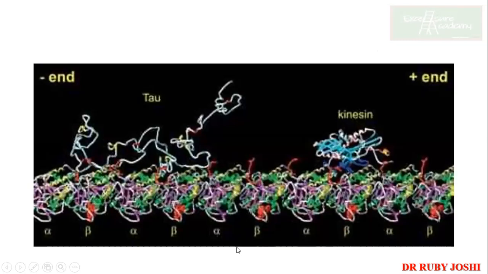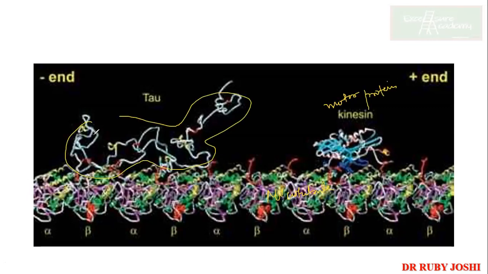Now this is how it is arranged. Can you see what is alpha beta? Alpha beta, alpha beta, alpha beta is your tubulin, right? Tubulin. So ये आपका microtubule हो गया. This is your microtubule. Now what is kinesin? Kinesin is your motor protein, correct? And here your tau protein is present. So the arrangement of tau protein is that along the entire microtubule, the tau proteins are arranged.